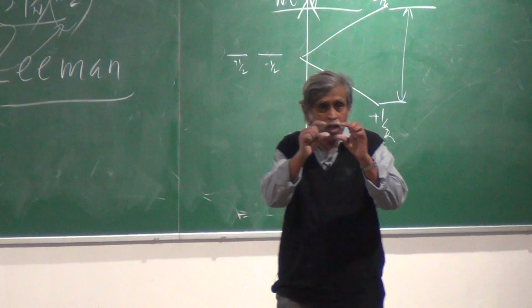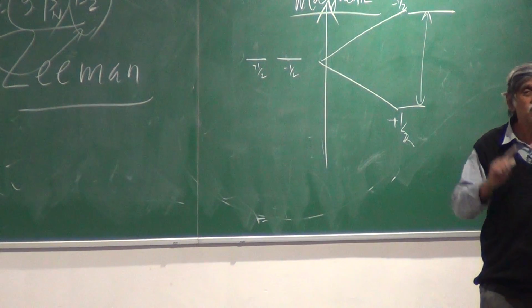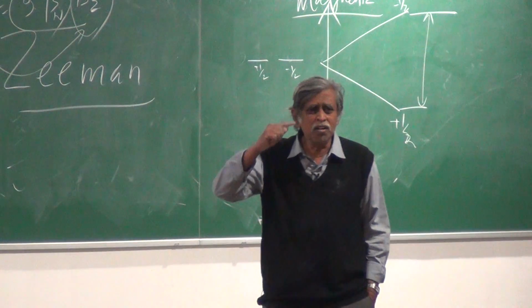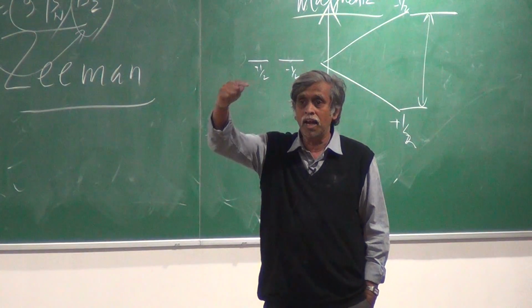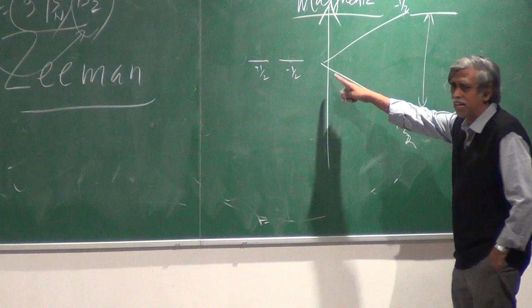And when you have a reasonably large spacing, then you have a reasonably large population differential. So why do you want large fields? You want large fields so that I can establish a reasonably big differential in population between the ground state and the excited state. What's the ground state in this case? The ground state is the plus half state.